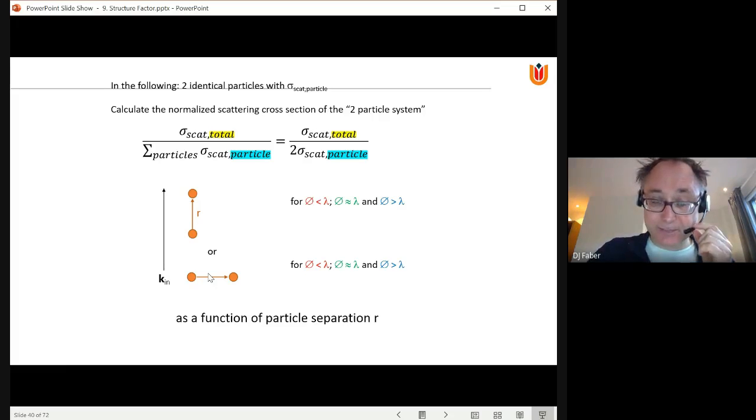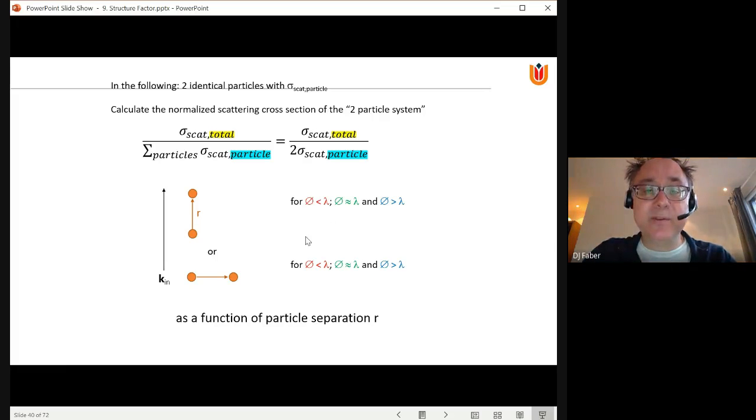phase differences. And the calculation is done using Mie theory for particles that have a diameter much less than the wavelength, particles that have a diameter approximately equal to the wavelength, and particles with a diameter much larger than the wavelength. So that's going to be three curves, all as a function of particle separation.